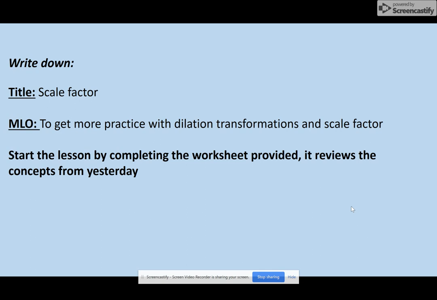Hello again, Year Nines. So today we're having another look at scale factor, but we're going to look at it from a slightly different angle. And what I've done is I've made a worksheet which quickly reviews the concept you did yesterday. So you should probably actually pause and finish that off before we go further.